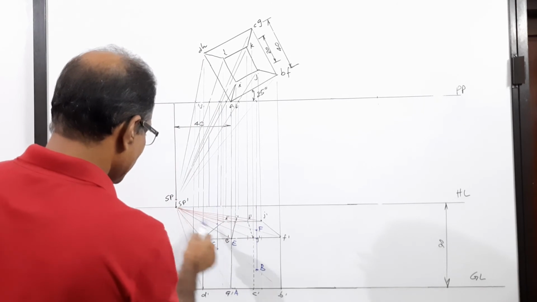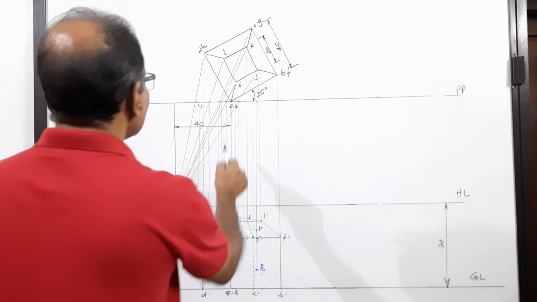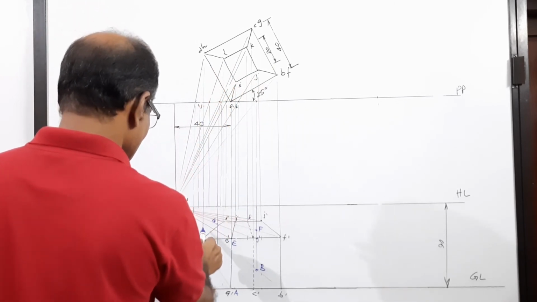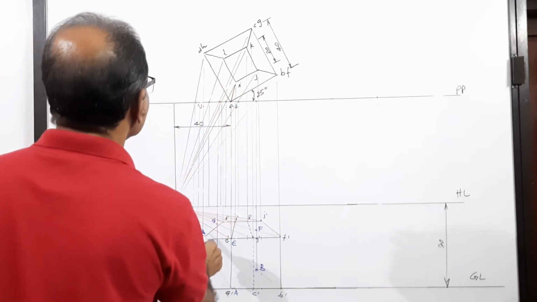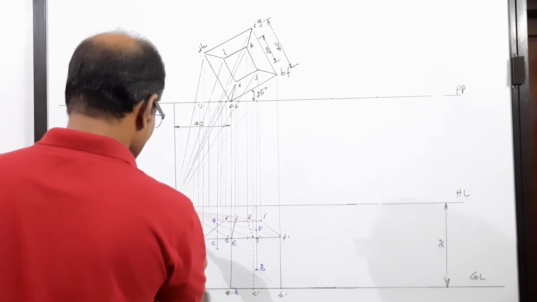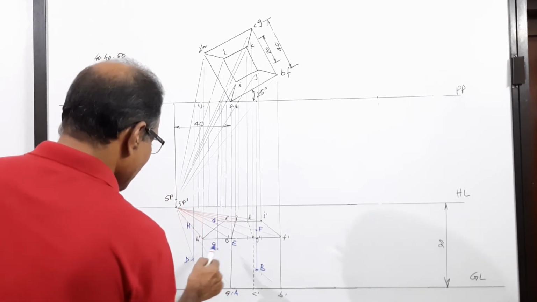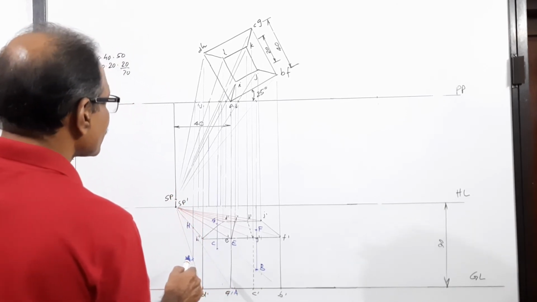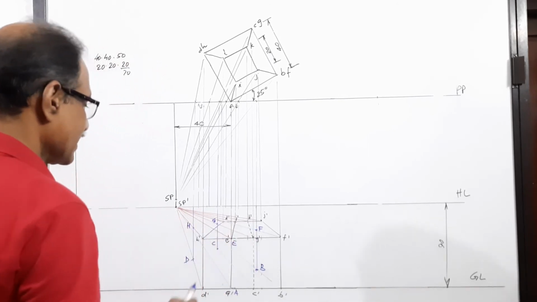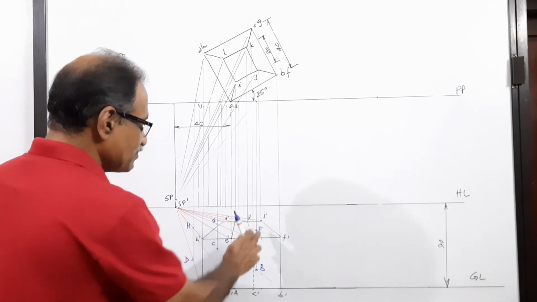G dash, SP dash, G, H. A, B, C, D, E, F, G, H. The top is completed. The top A, B, C, D base, E, F, G, H top.